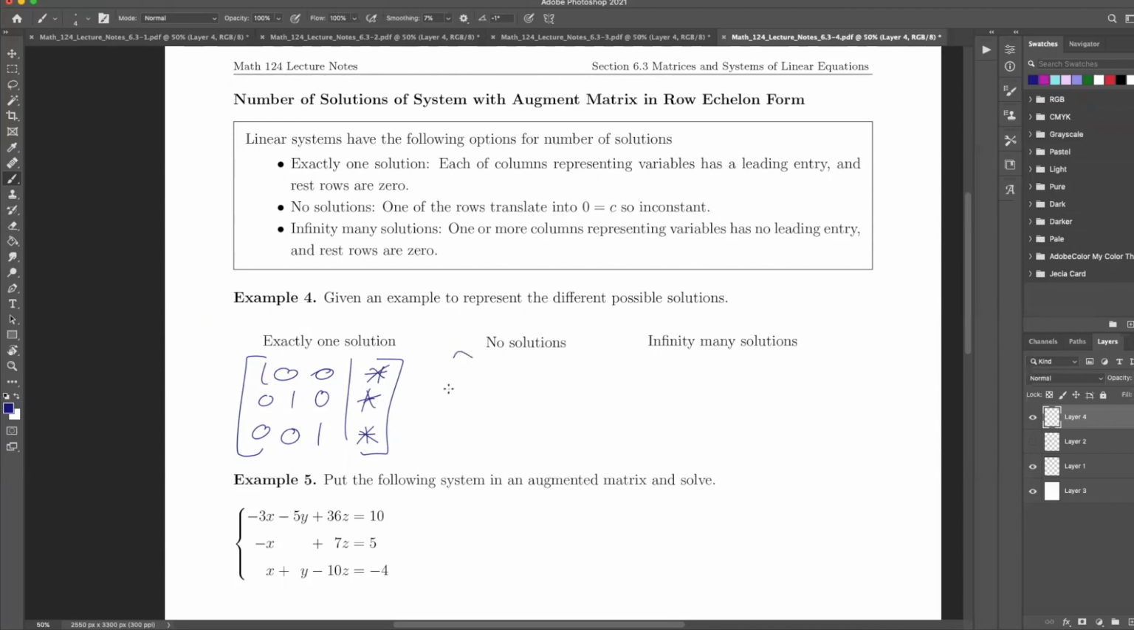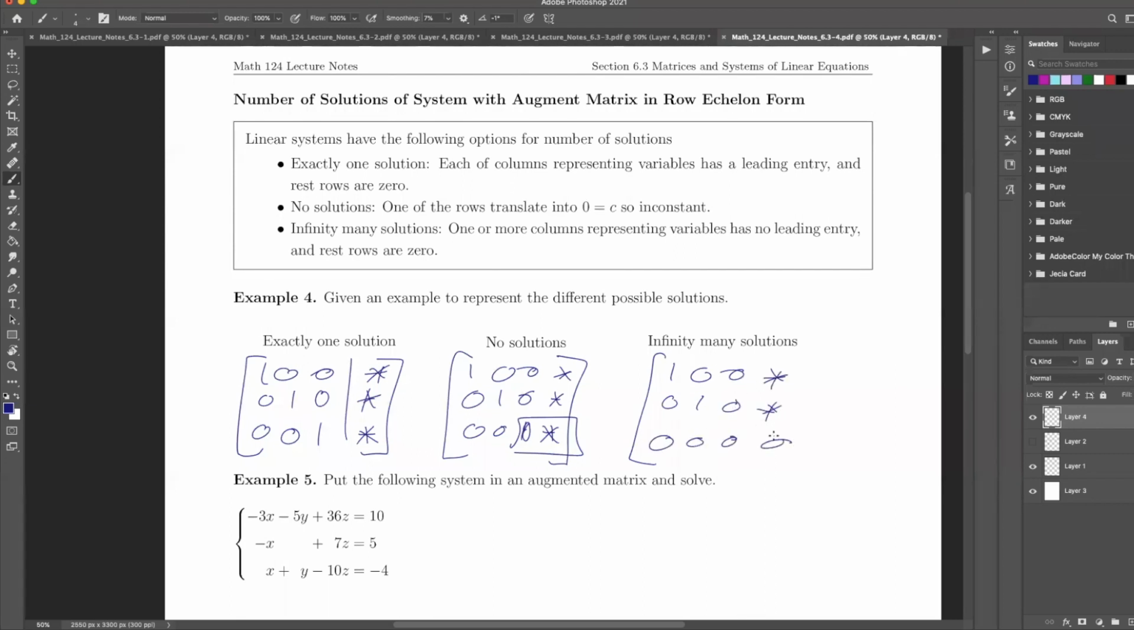If it has no solutions, eventually when you do your reduced row echelon form, you're going to have a row of zeros and then a number. So you'll have 0 equals a number. Remember, that meant no solution. And if you have infinitely many solutions, basically what happened is one of your rows will zero out. So here I have 0, 0, 0. If you have a zero row, you'll have infinitely many solutions.